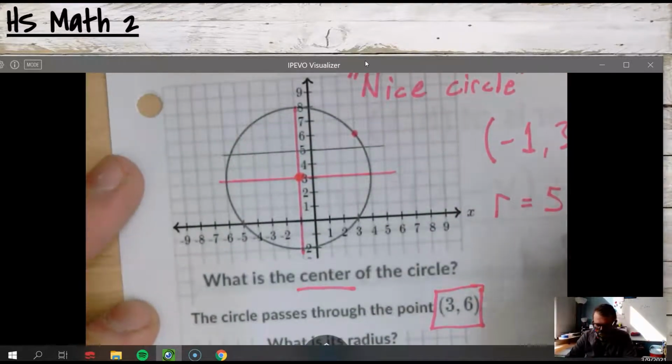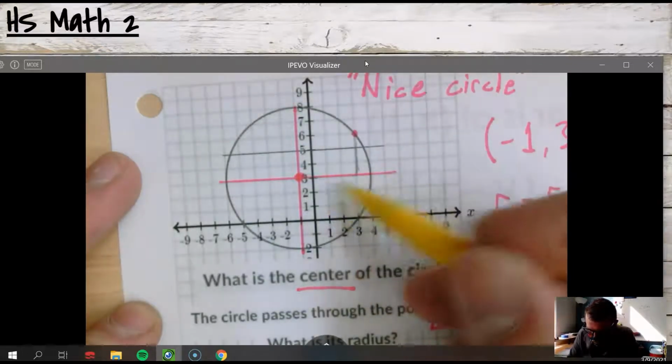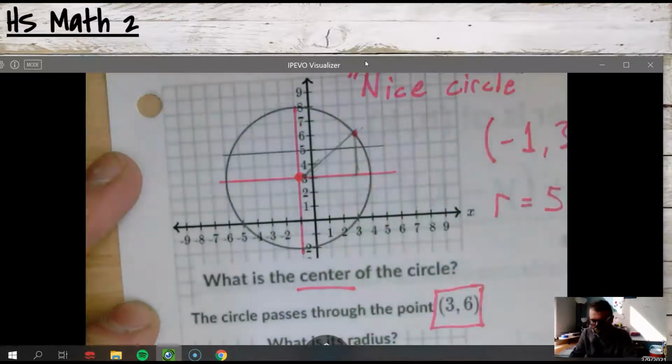Because we didn't need to, but when they give us the point, we can draw a triangle and figure out the radius this way using our distance formula or our Pythagorean theorem. Distance formula and Pythagorean theorem are the same thing, so you can use whichever one you want. You don't even need to do that. You can just make it into a square.